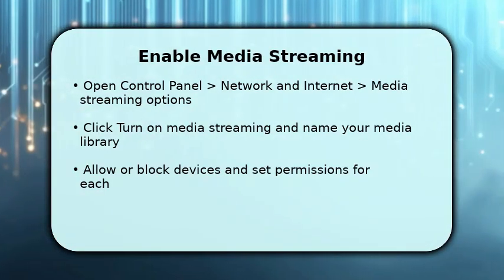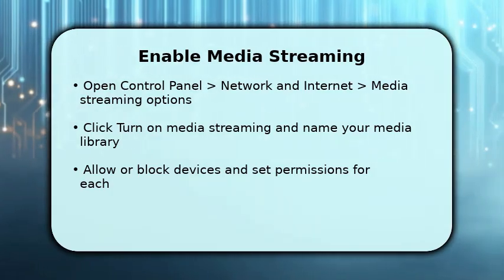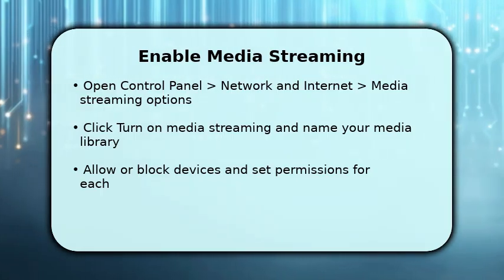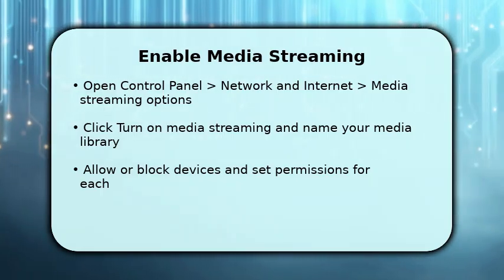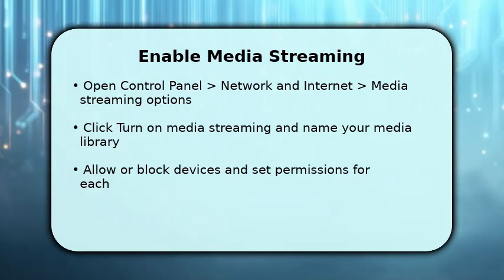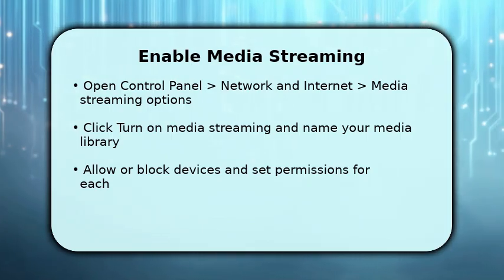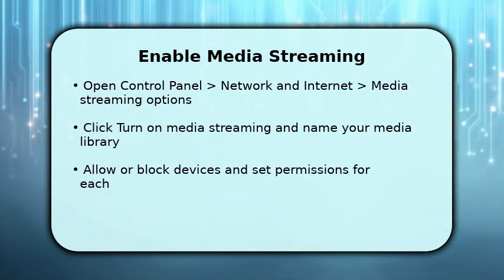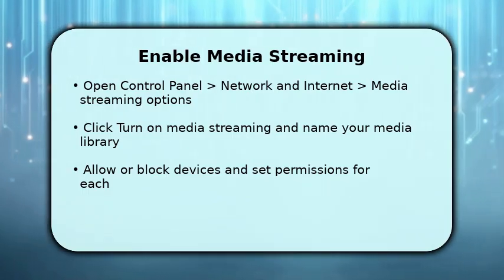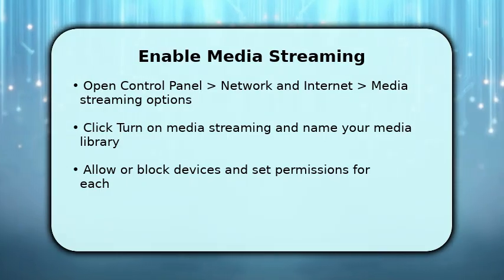Now you enable the actual media server built into Windows. In Control Panel, navigate to Network and Internet, then Media Streaming options. Click Turn on Media Streaming. You'll see a simple media library name. Pick something recognizable. You can then review discovered devices on your network and allow or block each one. Make sure the device you want to stream to is allowed and permissions are set to play. Once done, Windows will start advertising your media to the allowed devices immediately.